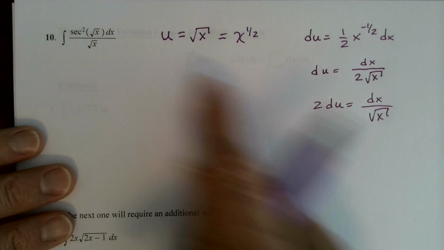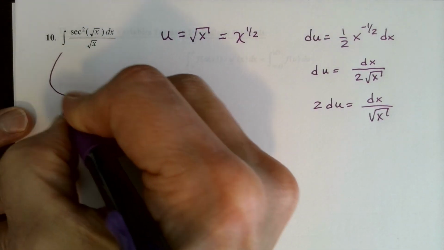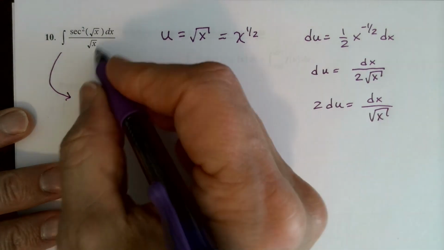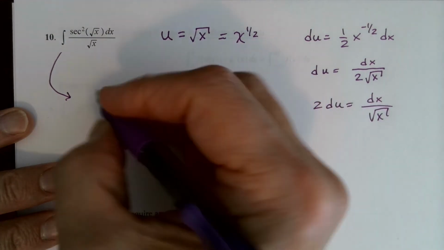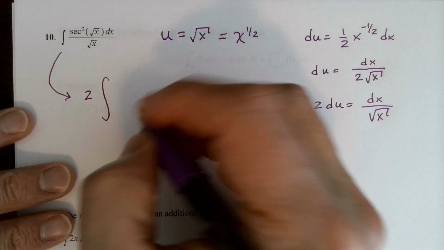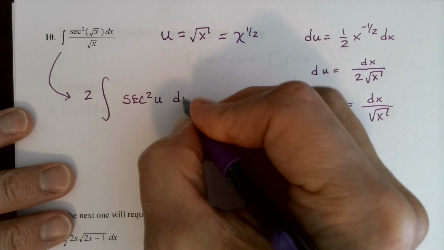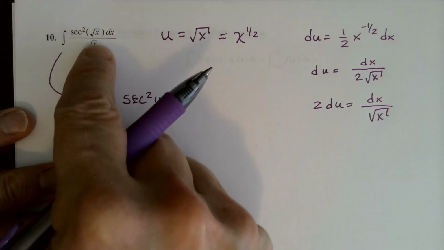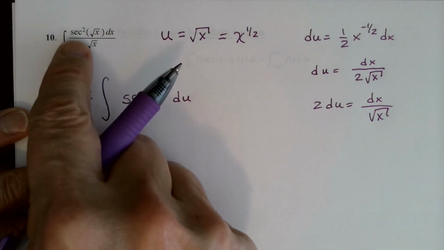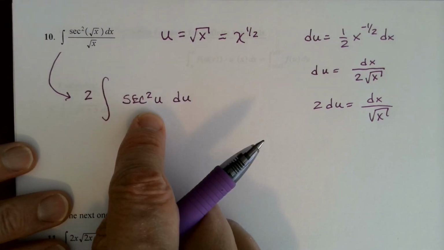And so the dx over square root of x is just going to be 2 du secant squared u, and so my integral becomes the dx over square root of x, 2 du, bring that 2 out, secant squared of what? u, and du. So 2 du again is the dx over square root of x, and the secant squared u. Everything's transferred to this new variable.